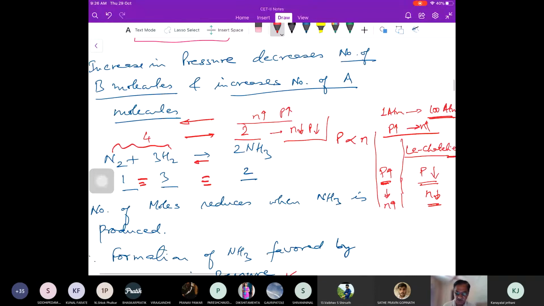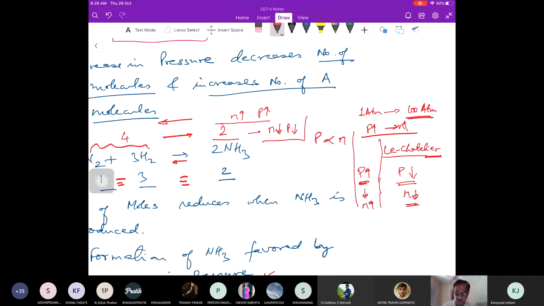Right? That's what I said here. When I increase the pressure from 1 atmosphere to 100 atmosphere, it will try to reduce the pressure. That is Le Chatelier's principle, right? If the pressure is increased, it will try to reduce the pressure. How will it reduce it? By reducing the number of moles. And it will go in the forward direction.